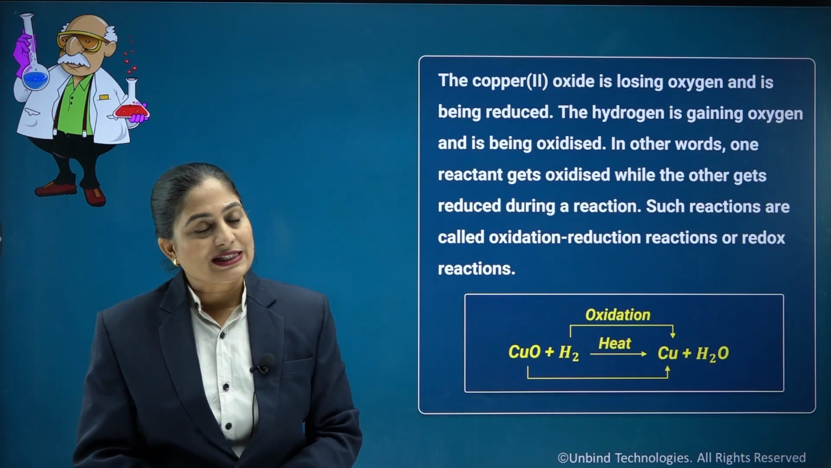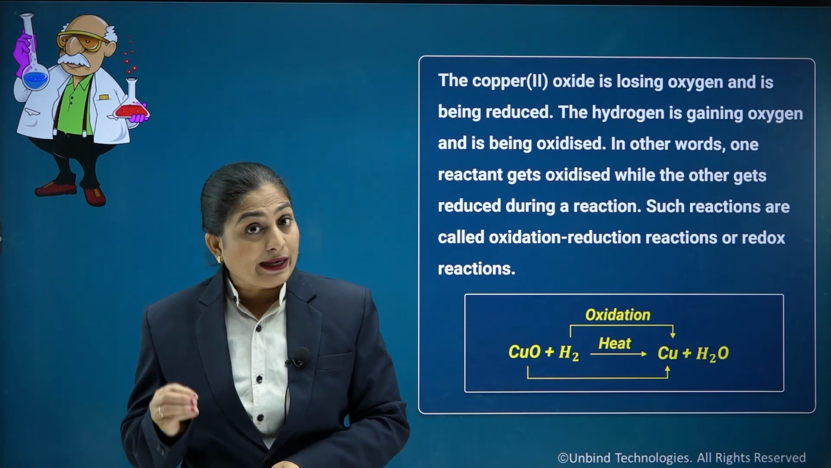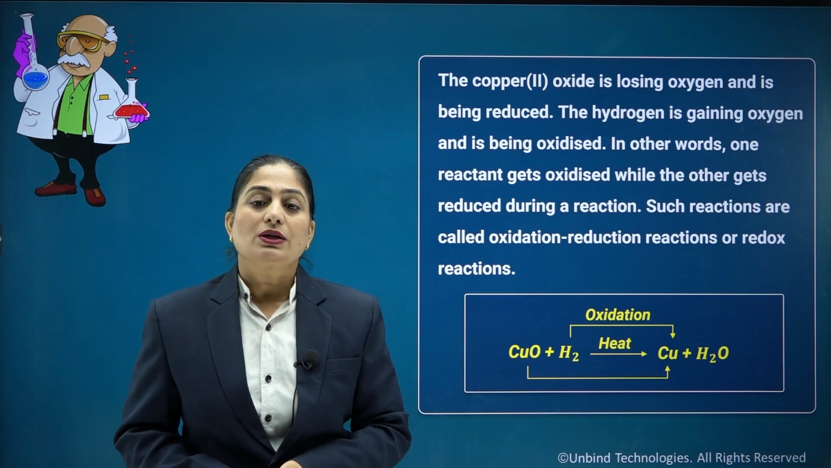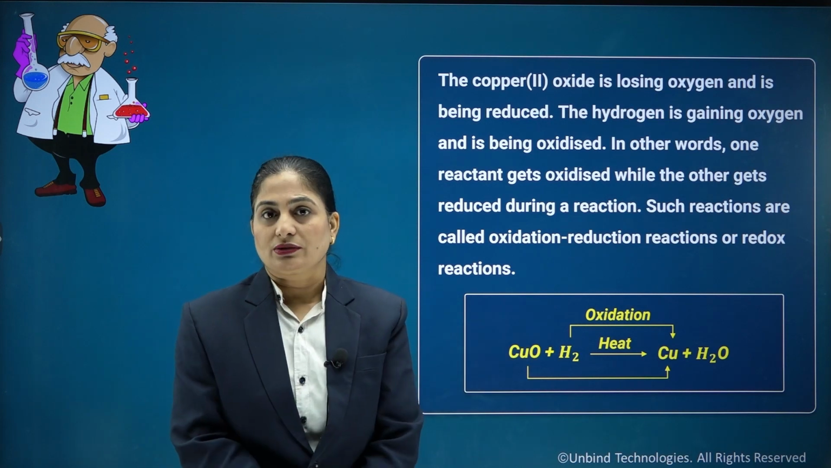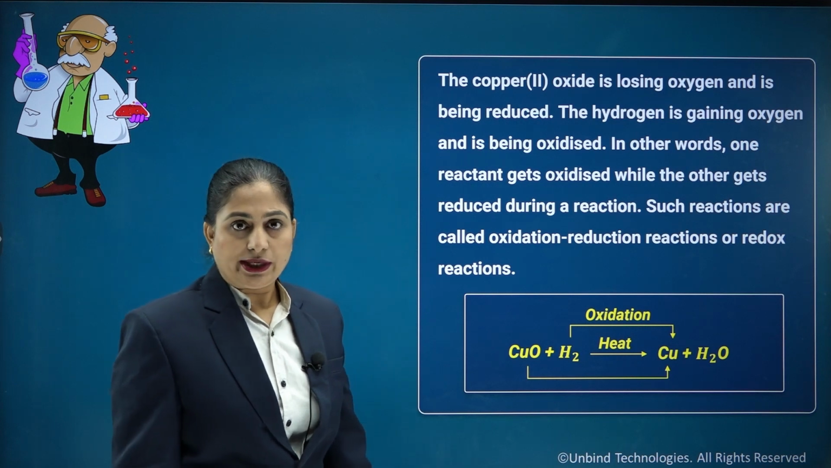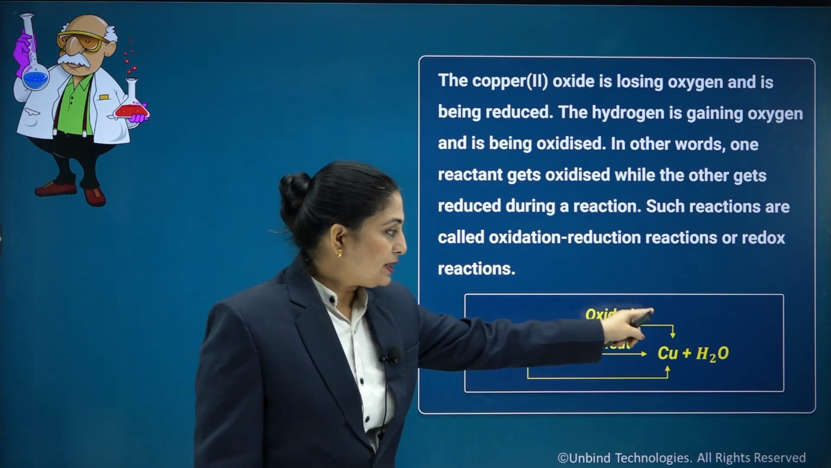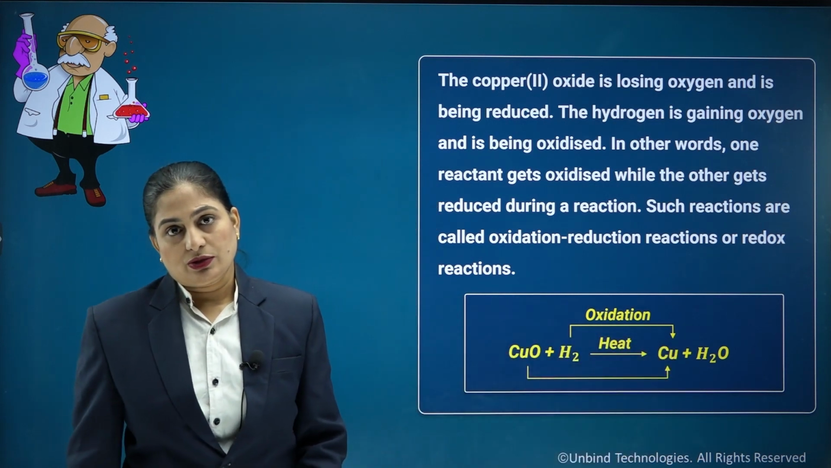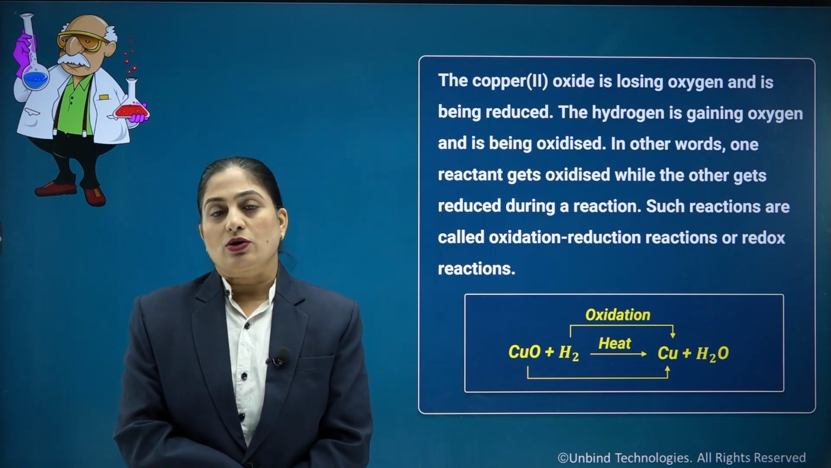So finally, we can say that oxidation and reduction are the reverse of each other, and in any reaction where both oxidation and reduction take place, we call such reactions oxidation reduction reactions or redox reactions. For example, in this case, copper oxide undergoes reduction into copper as it includes the loss of oxygen, and hydrogen undergoes oxidation as it includes the addition of oxygen. So this whole reaction is known as an oxidation reduction reaction or redox reaction.